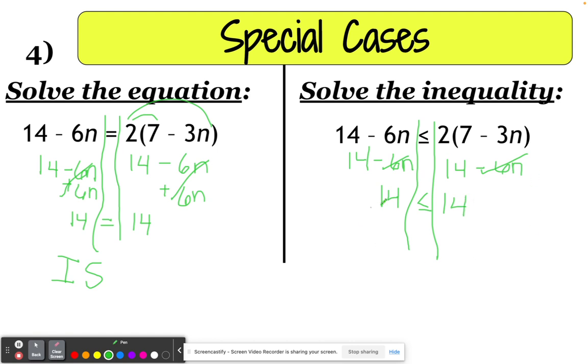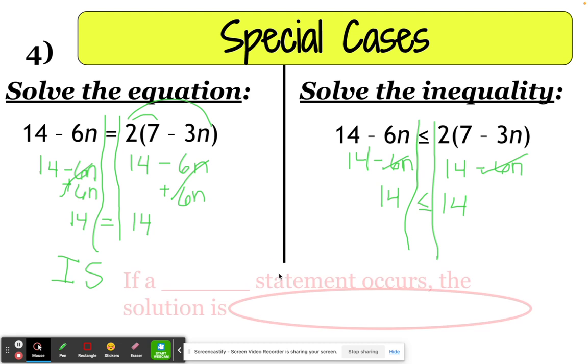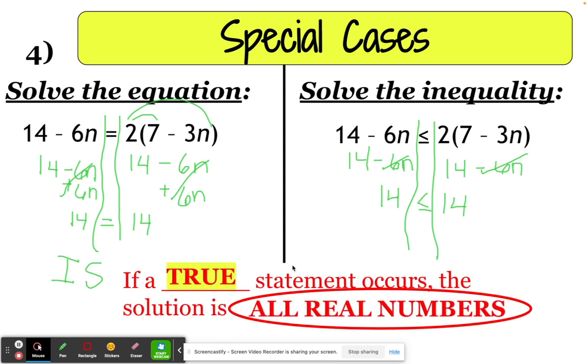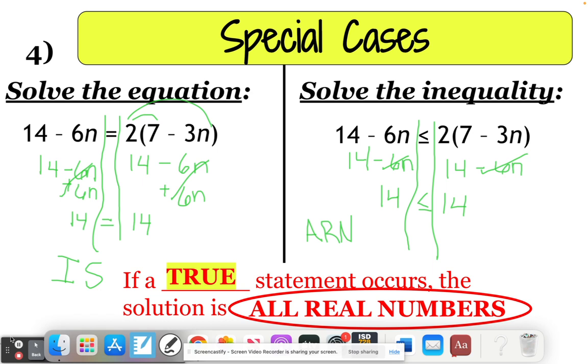And this is a true statement. I don't have a variable. So, pretty much the same thing in this case. Not in all cases, but in this case it is. So, if a true statement occurs, the solution is all real numbers. So, we're just going to call it ARN. You do ARN, all real numbers. Any real number I put into this inequality, I will get a true statement.